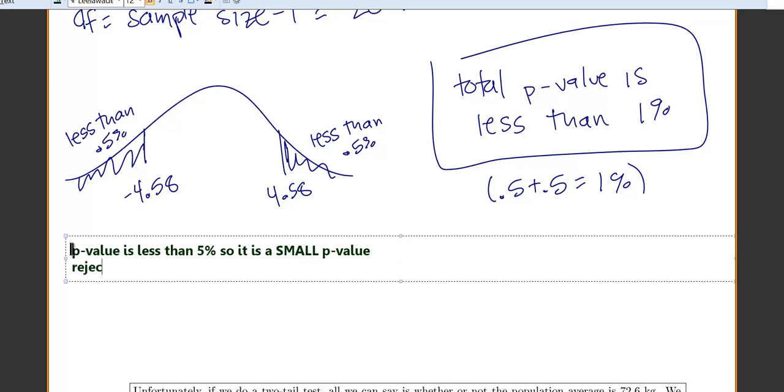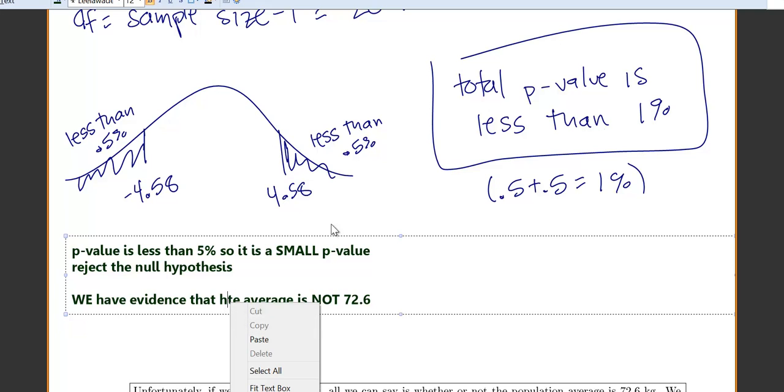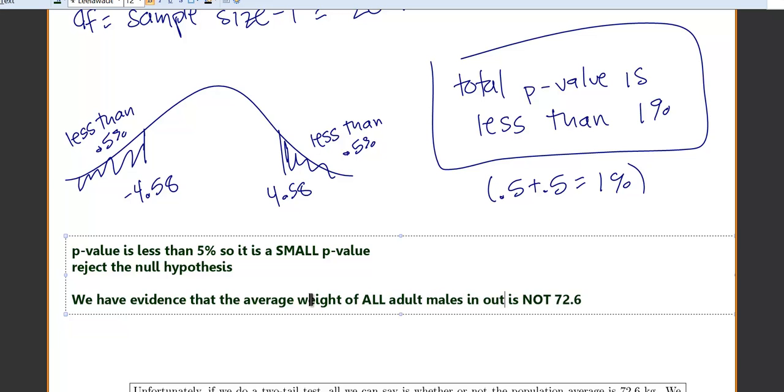Whenever we get a small p-value, we reject the null hypothesis. And because we rejected the null hypothesis, we have evidence that the average is not 72.6. Actually, let's be a little more specific. We have evidence that the average weight of all adult males in our town is not 72.6 kilograms.